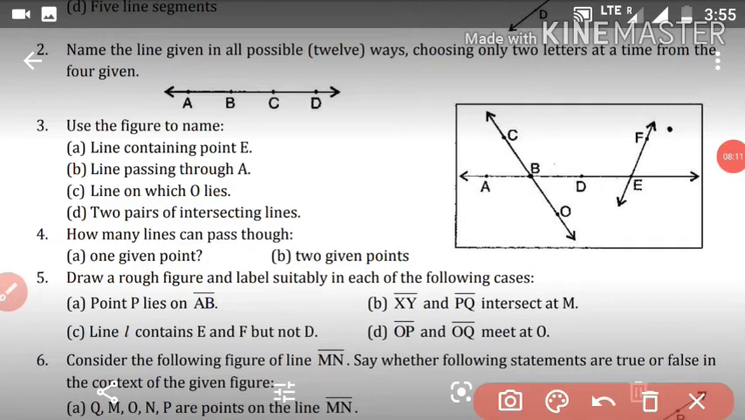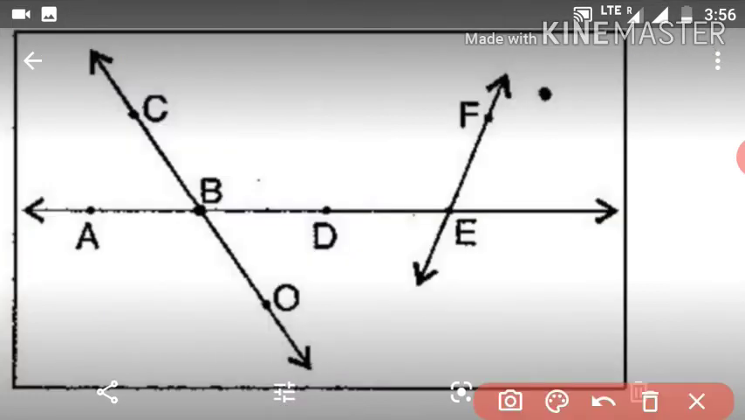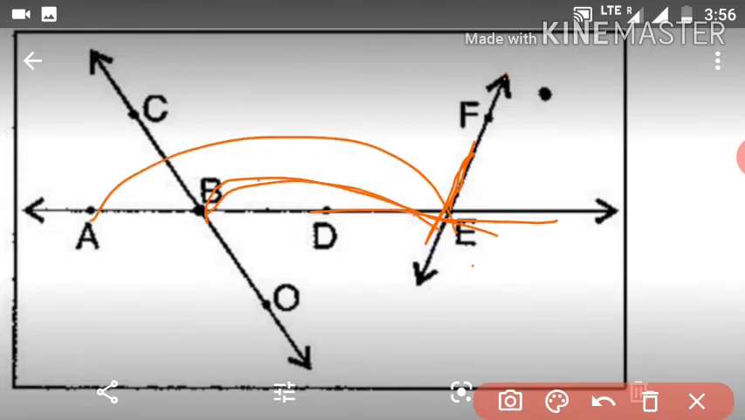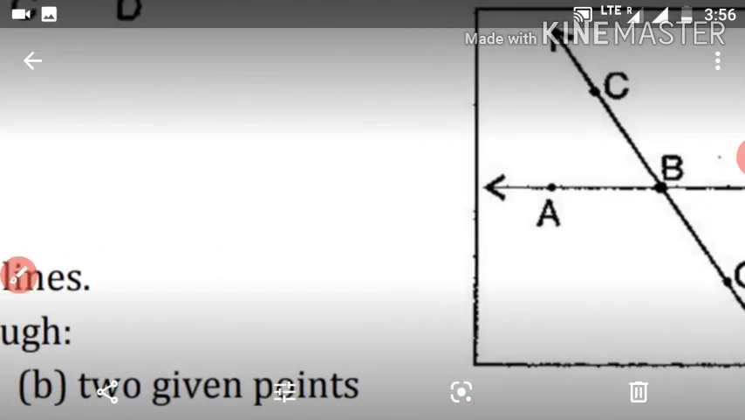Now question number 3. Use the figure to name a line containing point E. A line containing point E means you have to say any line, but that line should contain E. This is the figure, isn't it? This line is also containing E. If you say this line, then also it is containing E. And if you say BE, then BE is also containing E, isn't it? AE is also containing E. In this way you have to say some line which contains E.